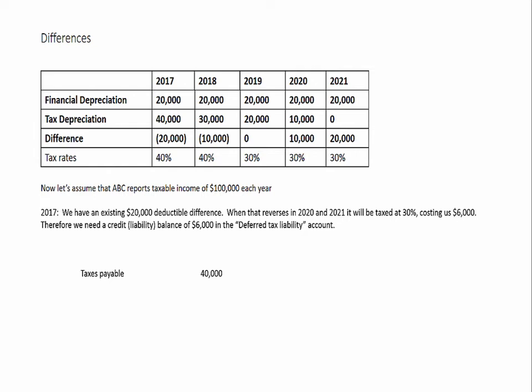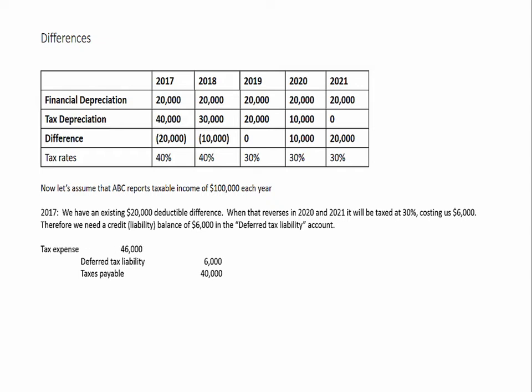So when we record our taxes, we're going to go through a little three-step dance. Again, as before, taxes payable will be our taxable income of $100,000 times the tax rate of 40%. Second, we analyze our future reversing differences and determine that there's a $6,000 deferred tax liability needed. Now, this was our first year, and so we're starting with a zero balance in the deferred tax liability, and so we're going to go ahead and credit deferred tax liability to put that balance on the books.